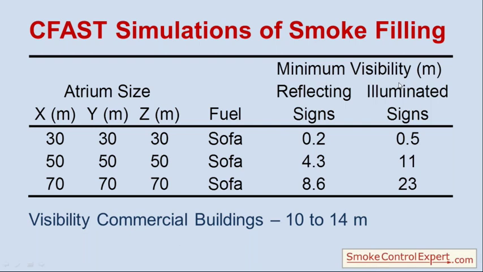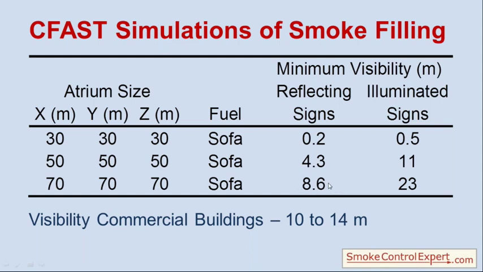So you could possibly decide that that would be appropriate for your smoke filling system, your performance. Now, I looked at a 70 meter cube one, and we see that we're at 8.6 meters of visibility for a reflecting sign. That's not quite what we normally use.